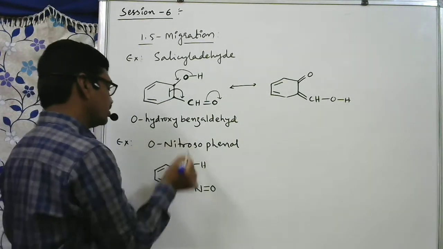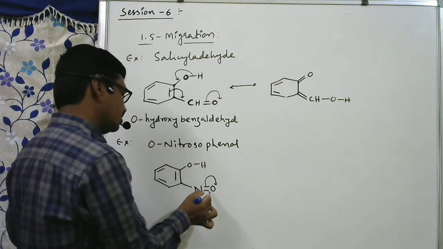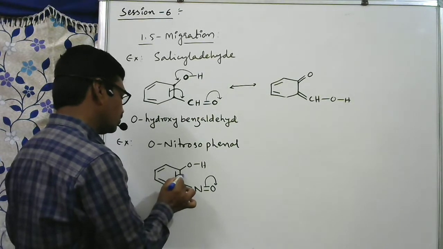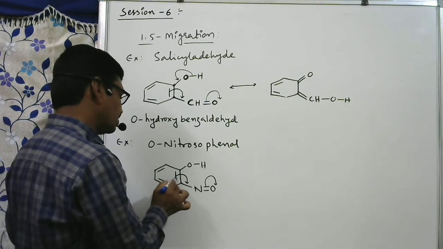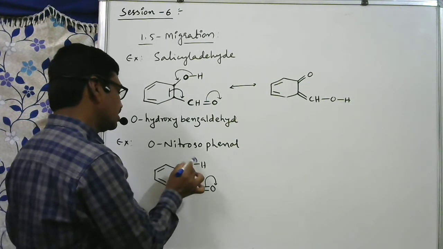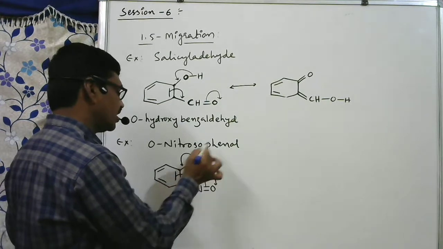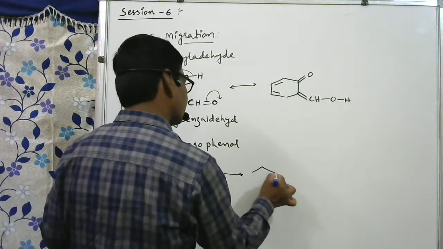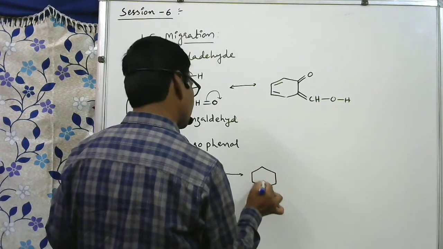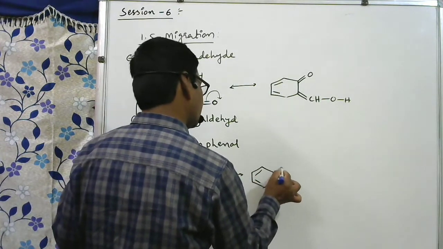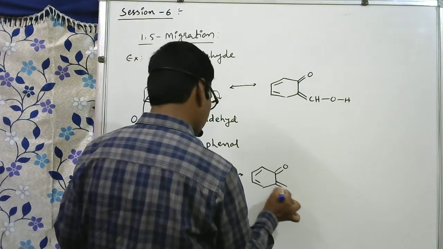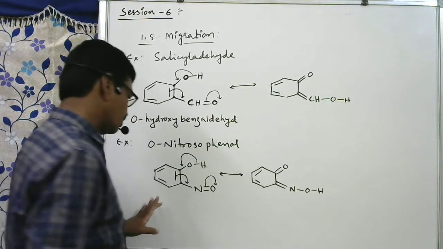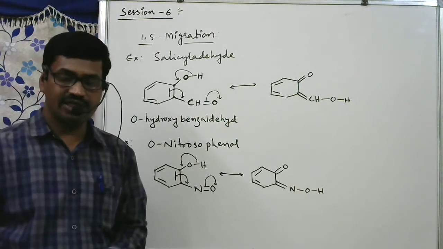Here also, similar to this, the bond shifted to oxygen. Oxygen will take negative charge, nitrogen positive charge. This nitrogen positiveness is compensated by this bond, and this carbon gets positive charge. This bond comes here, and hydrogen is eliminated as H plus ion. That H plus ion combines with O minus. Here double bond, here double bond N, here OH. So here also 1,5 migration takes place.